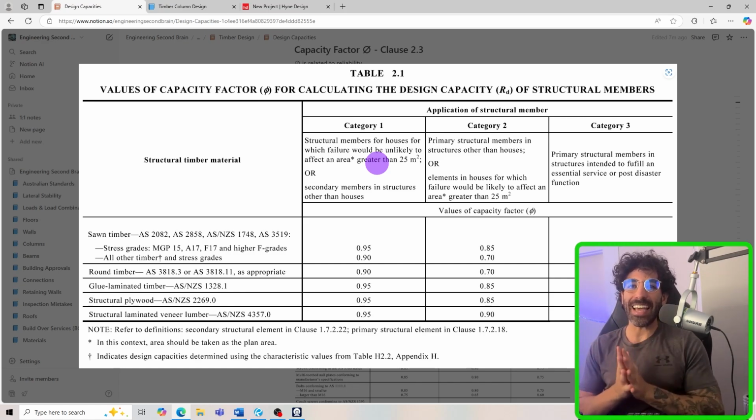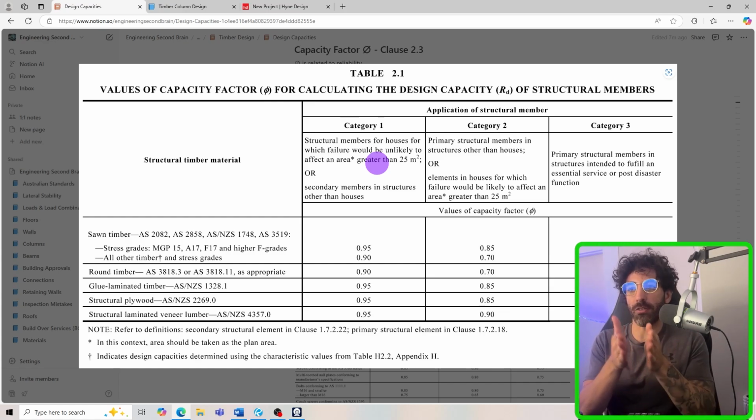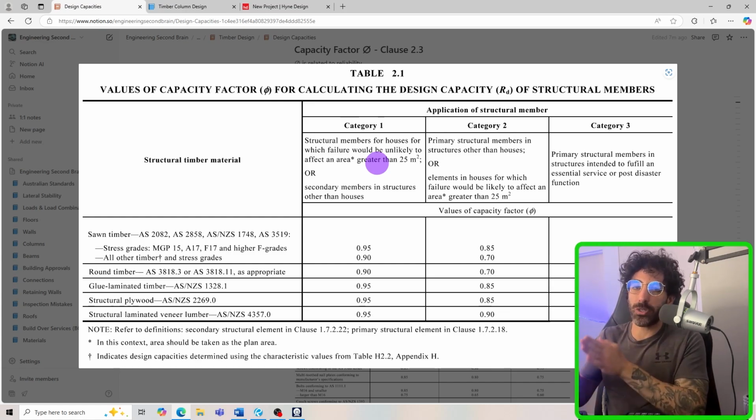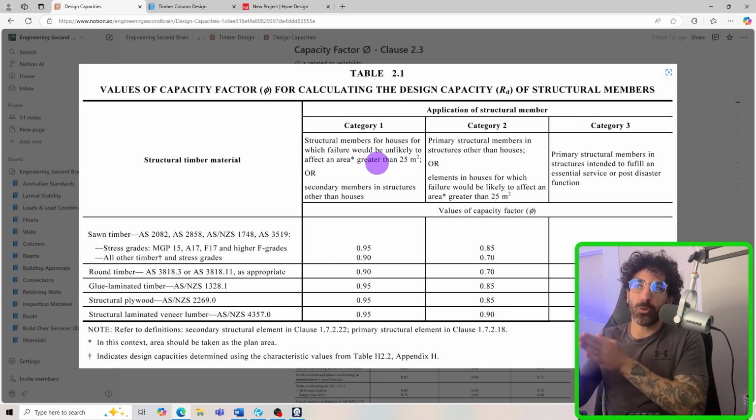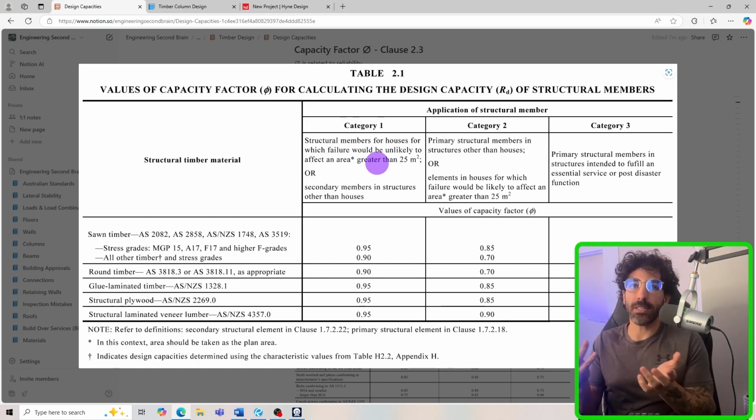When we're designing elements in a house, most of the time we consider them as category 1 because there are many redundant structural elements in a timber framed house. For example, the floor frame is composed of a bunch of joists next to each other. A wall framing is composed of a bunch of timber studs next to each other. So if one joist or if one stud fails, it won't be a huge problem.